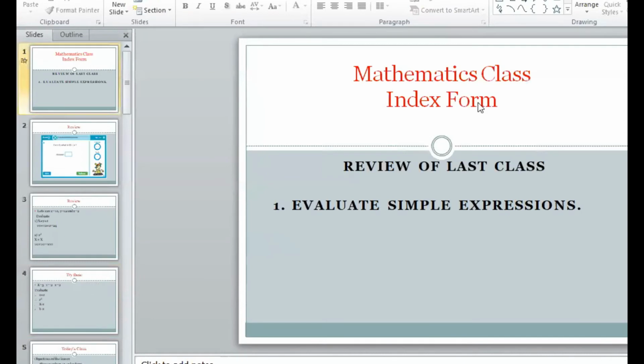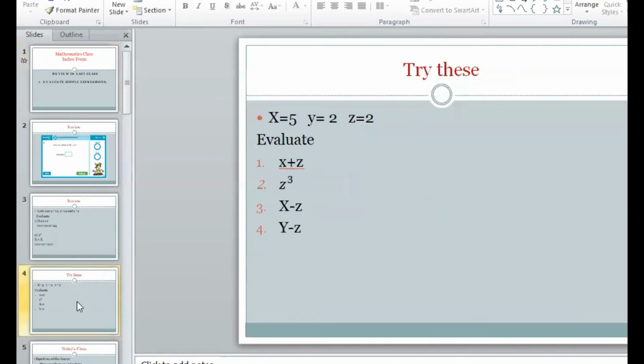X subtract 10. So it can be 5 subtract 2 equal 3. Very good. So Winka, the last question. Y subtracting Z, Y is equal to 2, Z is equal to 2. Subtracting will be 0. All right. So what did you say the answer was? 0. Very good.